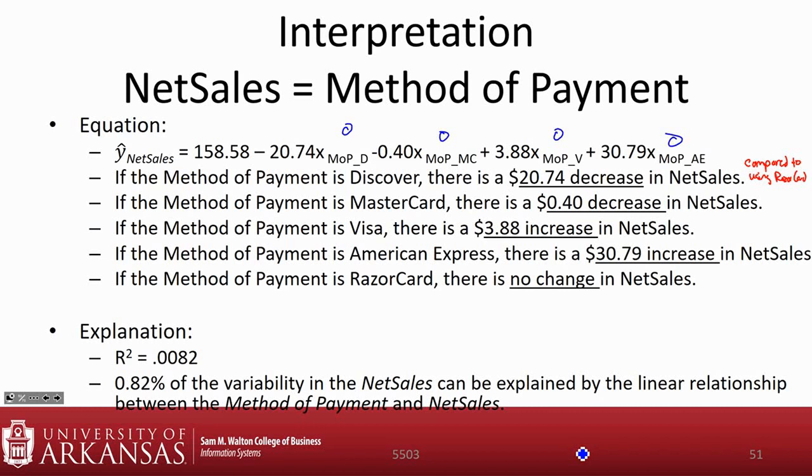But supposing we had chosen Discover as the control group instead of Razor Card, then instead of seeing this, where most of the differences were like 0.4 and a 3.88 increase, for Razor Card that would have been a $20 increase. For MasterCard and Visa, it would have been 20 again and 23, and it would have been $50 for American Express. So these decreases or increases are going to be more significant than what we see now.